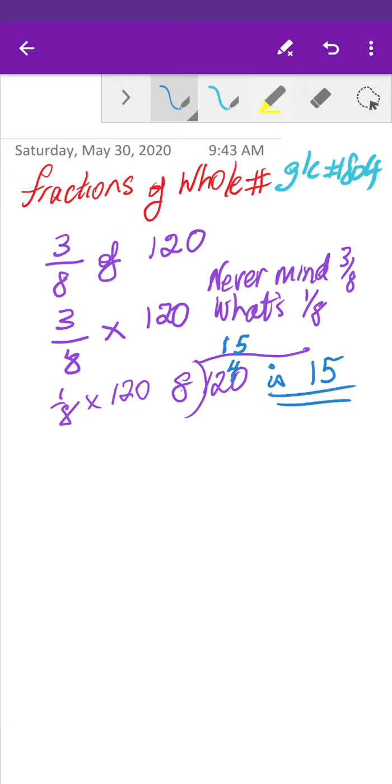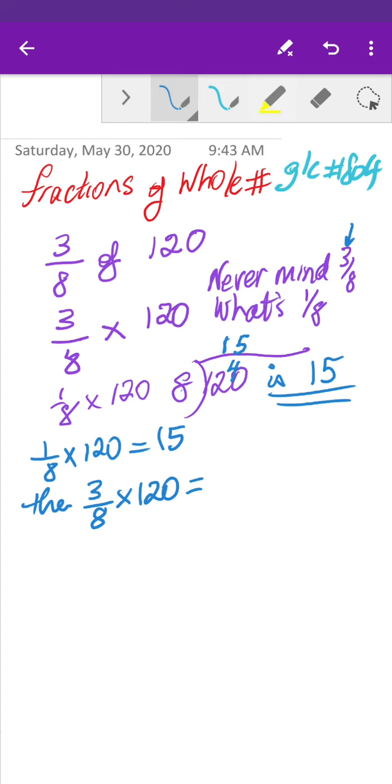So if 1/8 is 15, now what's 3/8? If 1/8 of 120 is 15, then 3/8 of 120 will be 3 lots of 15s. So that's 45. Okay, so this is the concept of finding a fraction.